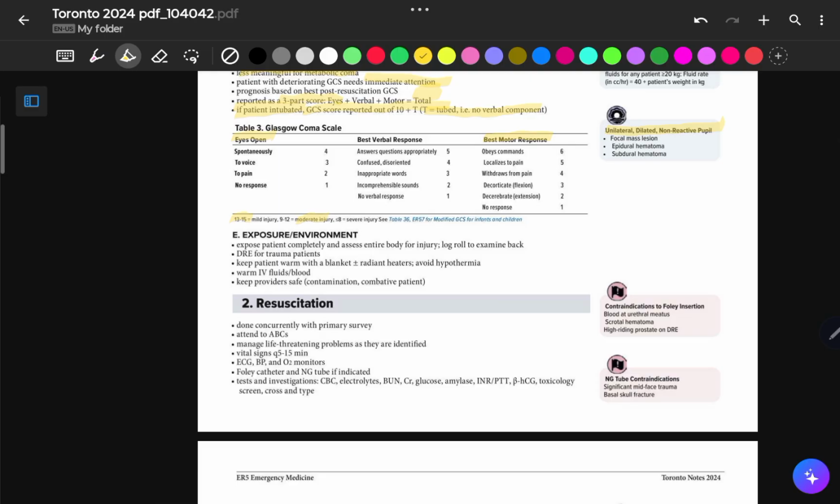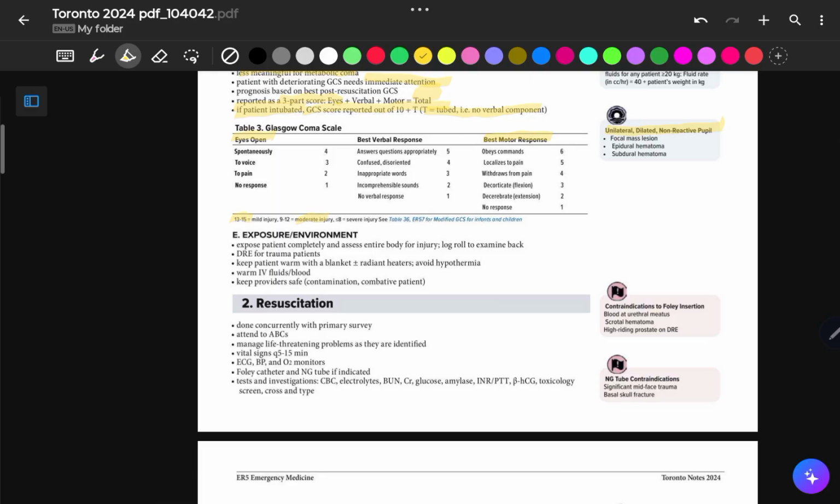Then you want to log roll the patient. Before you log roll the patient, you first want to do your cervical examination. Then you log roll the patient. Then you examine the thoracic spine. And then once the thoracic spine is examined, you go to the lumbar and sacral spine. And then you do your DRE, your digital rectal examination. So digital rectal examination is important because you want to know, is there any high riding prostate? Is there any palpable bone fracture? Is there any blood that comes out on the glove after examination?